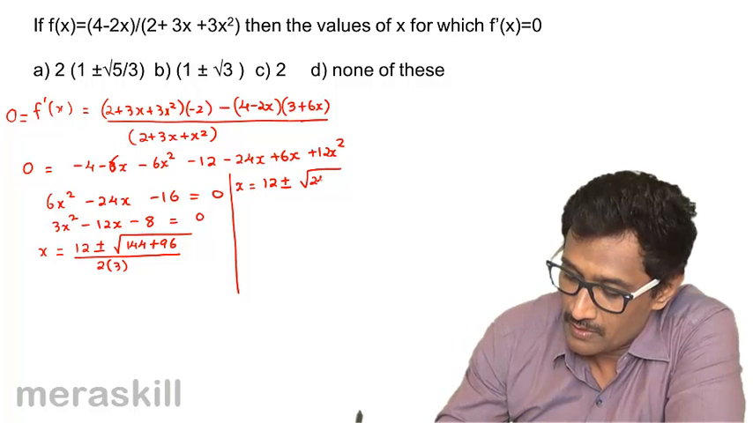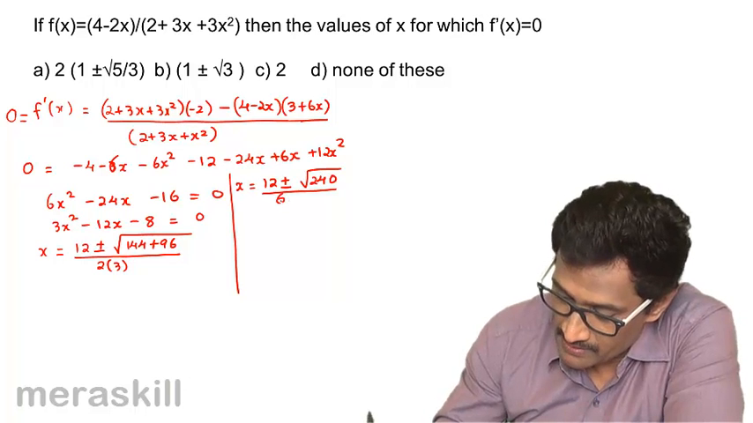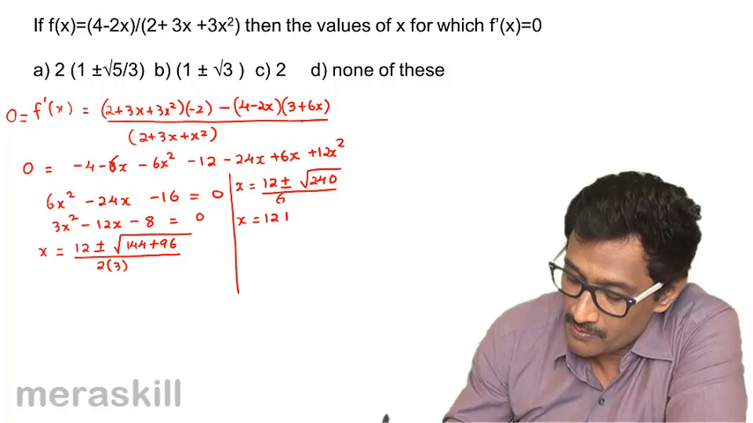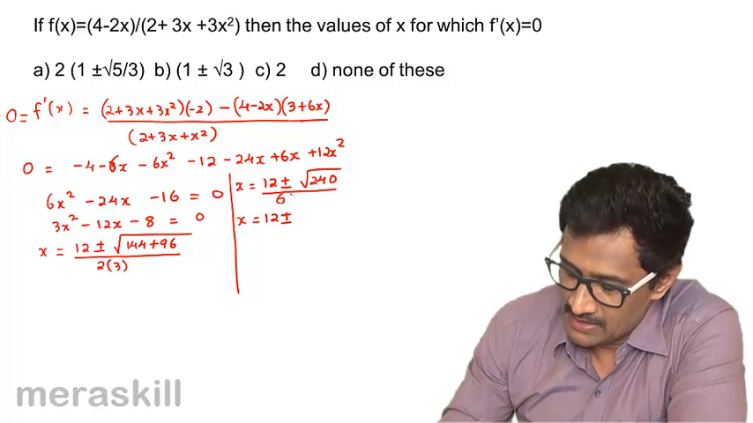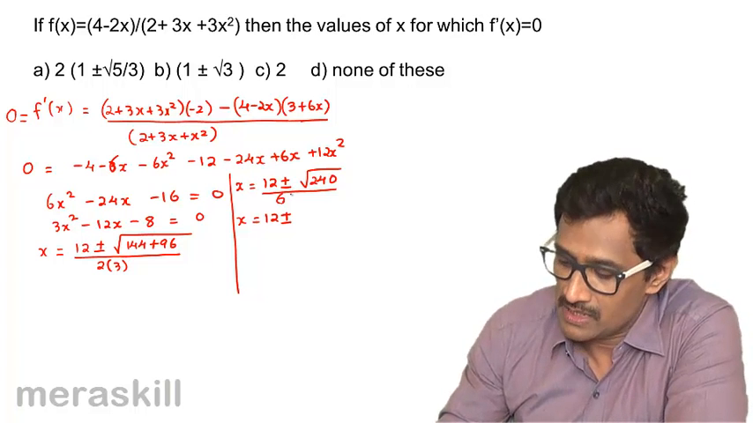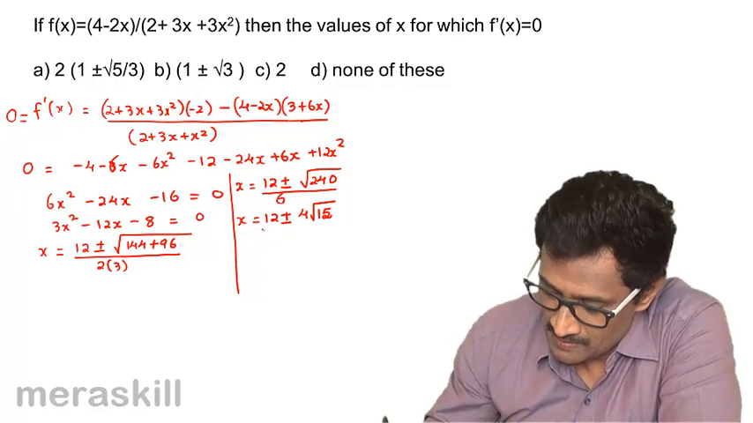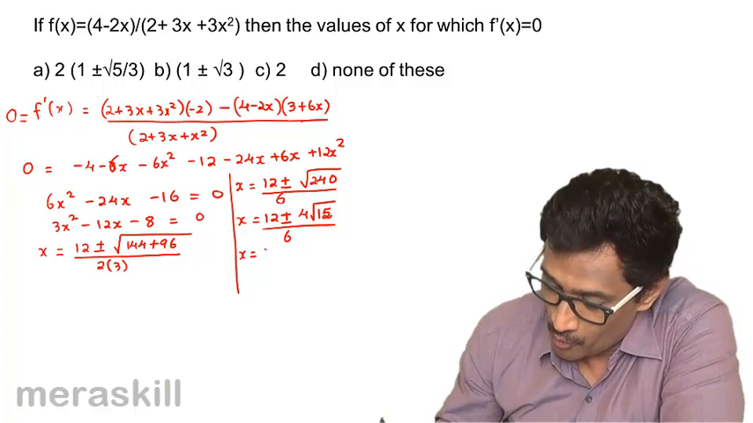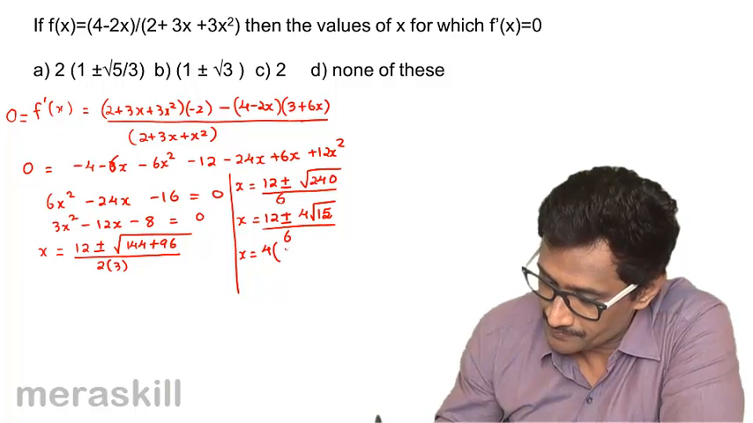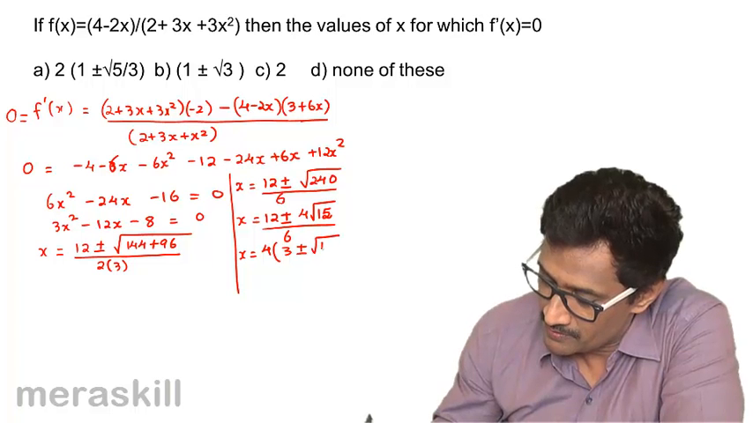240 upon 6. Okay, so this gives you 12 plus or minus 240, which can be written as 16 into 15. 240, yes, that's good. So this will give you 4 root 15 upon 6. We can take 2 common or maybe 4 common, and you get 3 plus or minus root 15 upon 6.